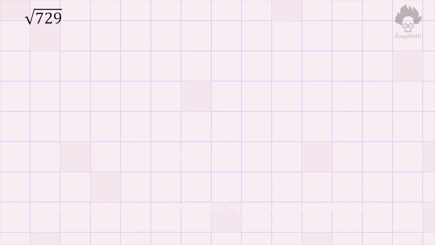Square root of 729. Take the number 729. Now remind the note 1 and identify which numbers 729 falls between. 729 is greater than 400 and less than 900. So the square root of 729 is a number between 20 and 30.